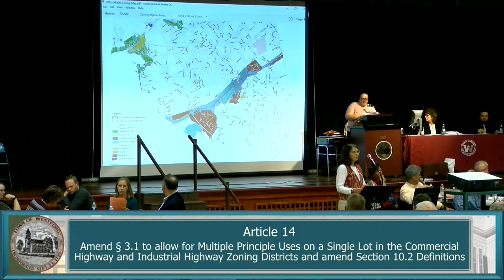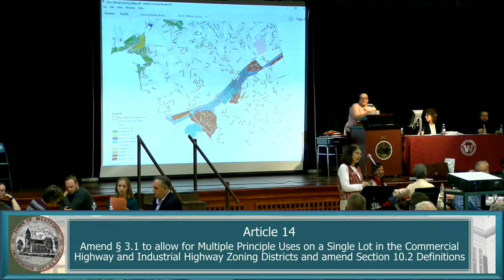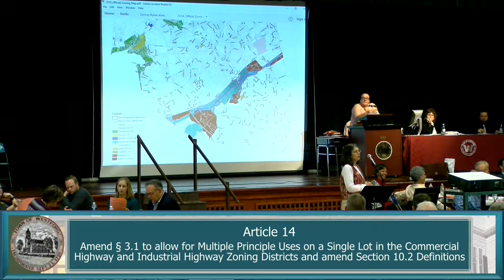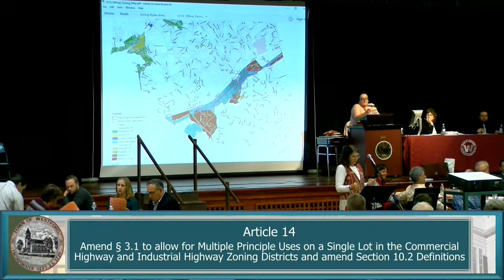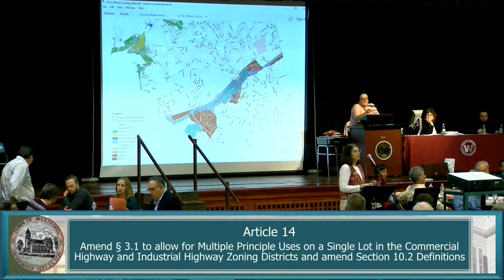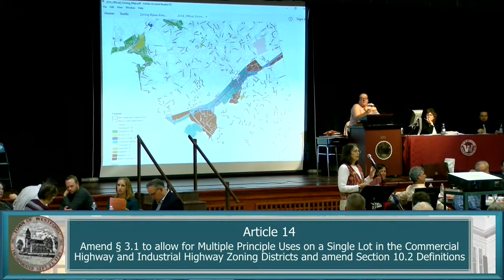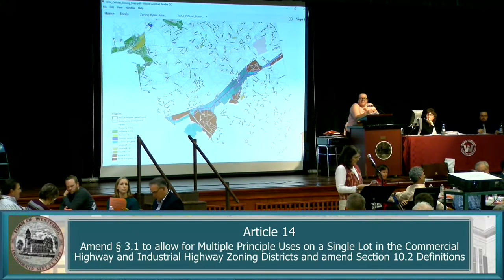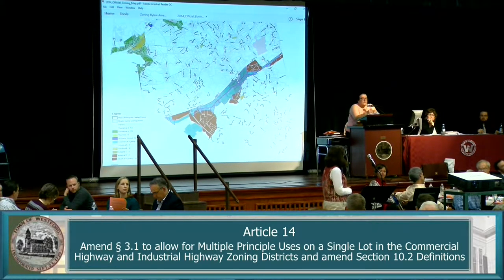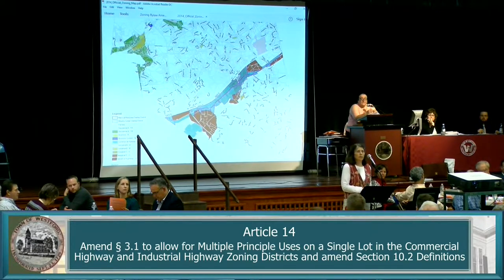So what this article does, it corrects the language in section 3.1 to make it explicit that multiple principal uses are allowed in commercial highway and industrial highway. And based on that, it modifies some definitions to say that multiple uses are allowed in commercial and industrial highway. Any discussion? The Planning Board voted unanimously to recommend this amendment.